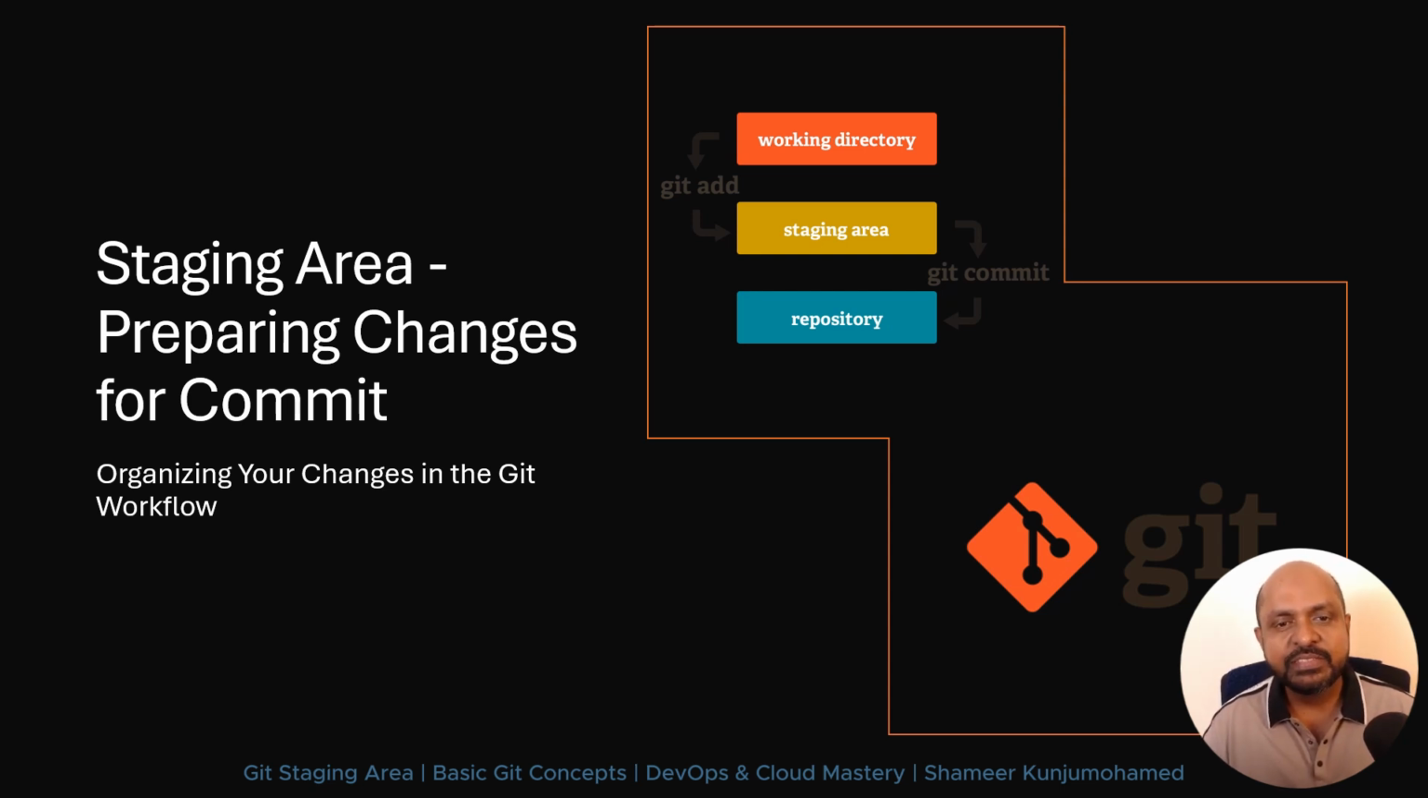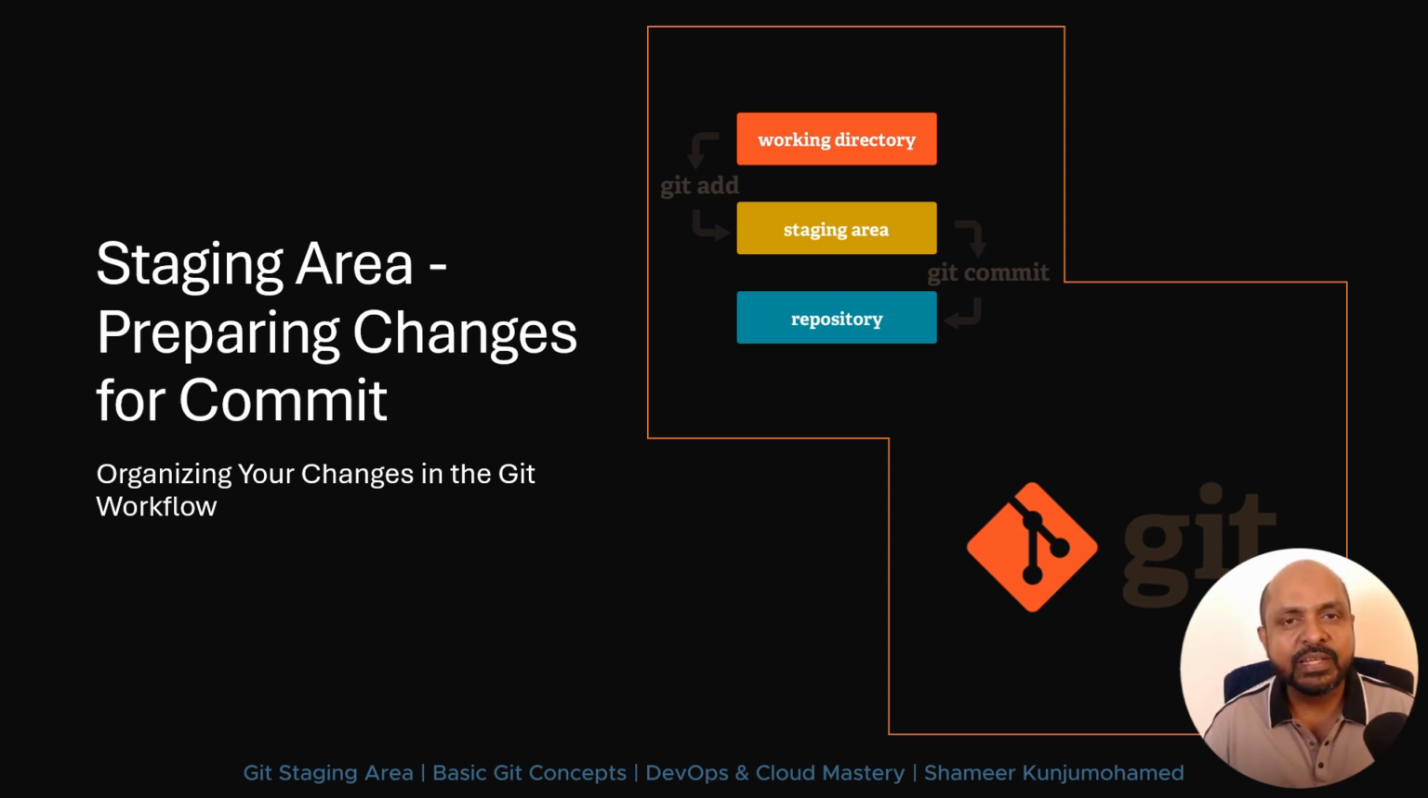Today's session, Staging Area, Preparing Changes for Commit, builds upon our previous two discussions on the basic concepts of Git. Namely, the first one was repositories, the foundation of Git, and the second one, commits, capturing the project history. We will explore how the staging area, or index, is not merely a stop along the path, but a formidable tool in the Git workflow.